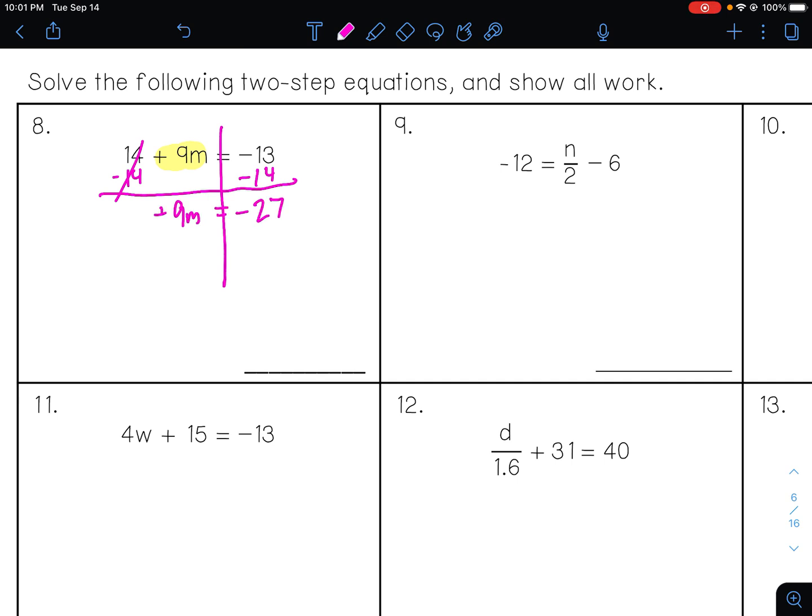And then bring down the 9m. You may be thinking, what about the plus? You don't have to do it. It's a positive 9m. All right, 9m.